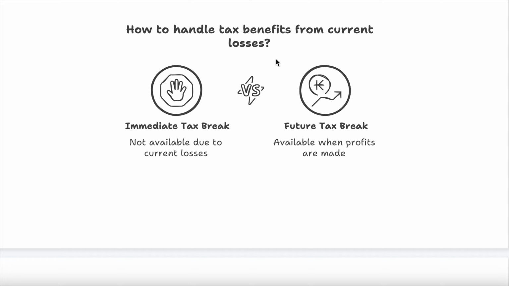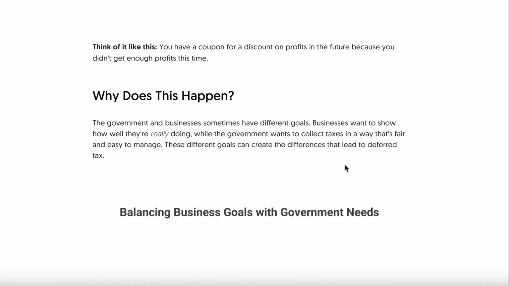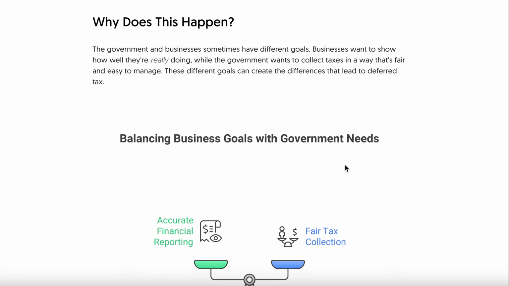So when you look at the tax benefits from current losses, immediate tax break, well, not available because you've made losses. But in the future, when you're going to resume making profits again, then you will get a break. Just think again, you have a coupon for a discount on profits in the future because you didn't get enough profits this time. Now, why does that happen?